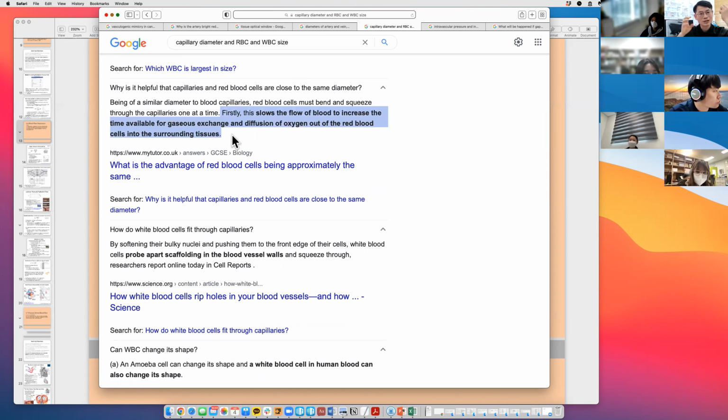RBCs, which contain rich oxygen, have to diffuse their oxygen to the tissue while inside the capillary. So when the capillary is small, RBCs cannot go too fast. It slows them down so that there is enough time to diffuse the oxygen. I think that logically makes sense, but I'm not sure whether this is easy to prove, okay? It's true that the RBC slows down to increase the time.